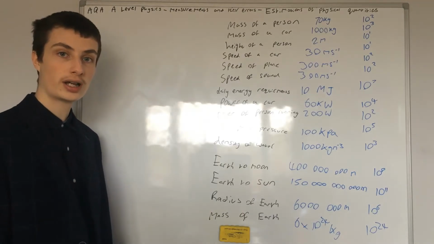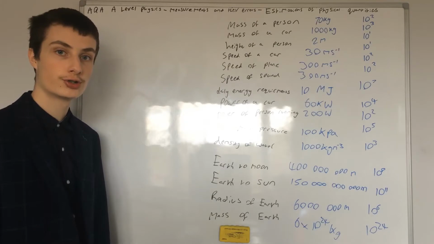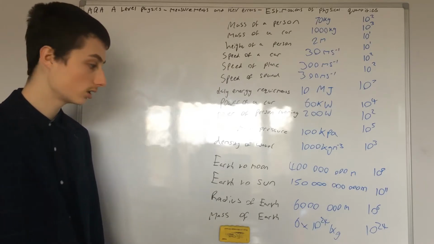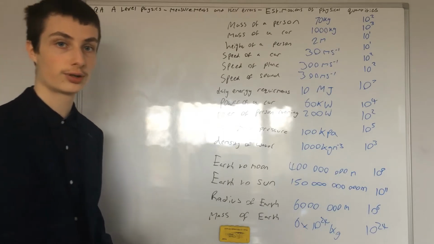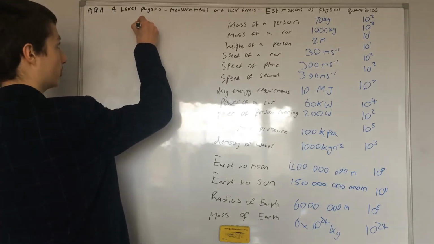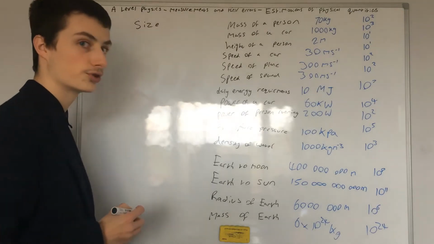Welcome to AQA A-Level Physics, Measurements and Their Errors, Estimations of Physical Quantities. Now before we come on to the table, let's first look at magnitude. The magnitude of a quantity or a number refers to the size of that number or quantity.